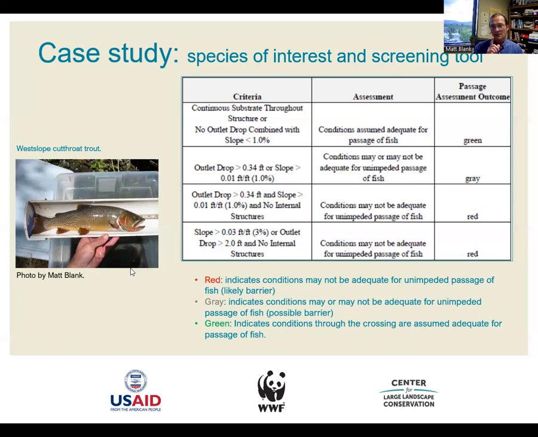One thing to note, a lot of times the rule of thumb is to pick the weaker swimming fish in your watershed and develop the criteria for the weaker swimming fish. The idea there is that you're assessing with the conservative understanding that better swimming fish are also going to be able to move through these structures, or not move through them, by using the weakest swimming fish to develop that criteria. So it's a conservative approach.